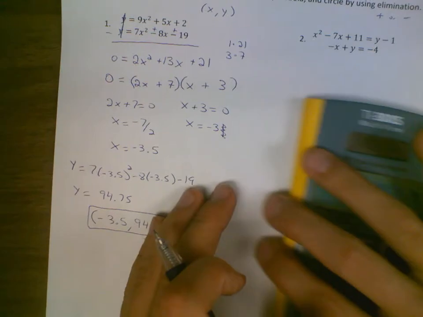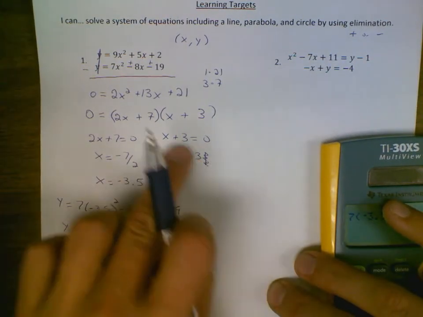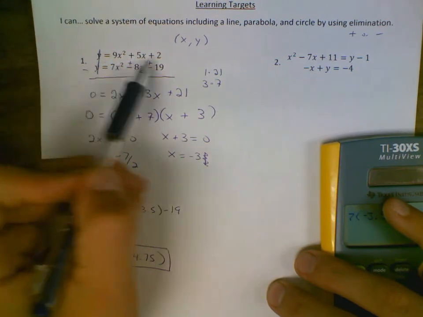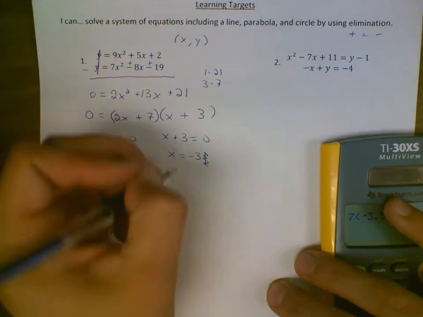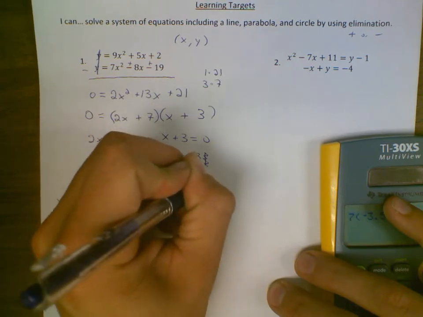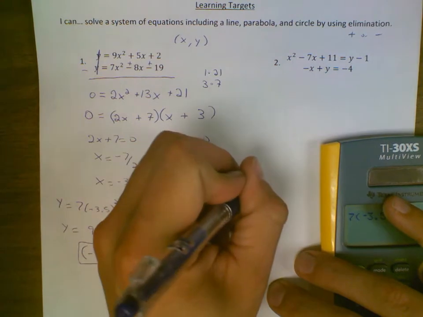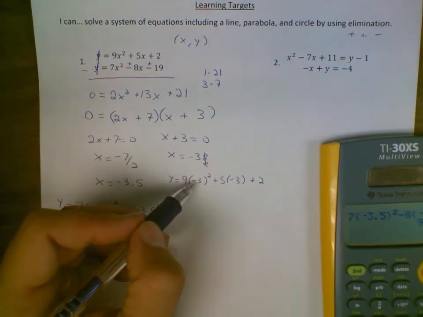To find the other solution, it's the same thing. I just plug negative 3 into the equation. So I'm going to plug negative 3. And you can plug it into either equation. So maybe this time I choose the top equation, which says y equals 9 times negative 3 squared plus 5 times negative 3 plus 2. Well, negative 3 squared is 9.